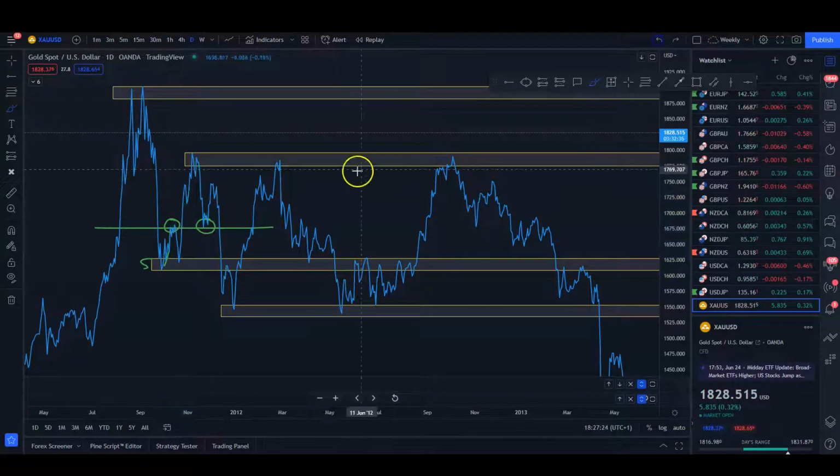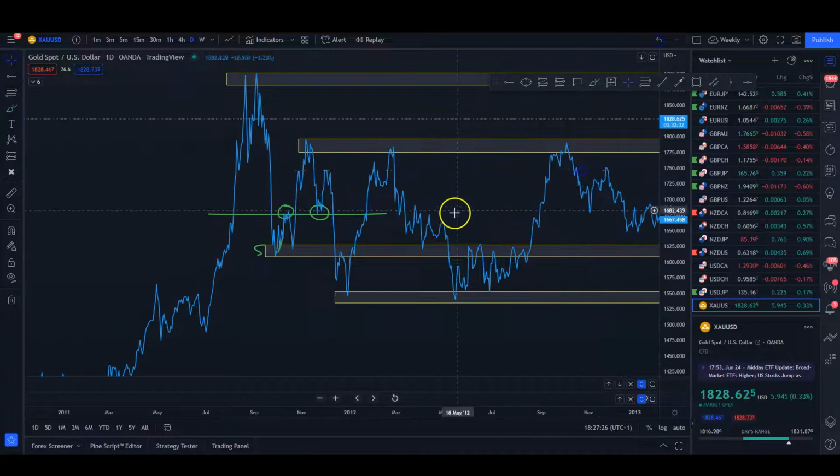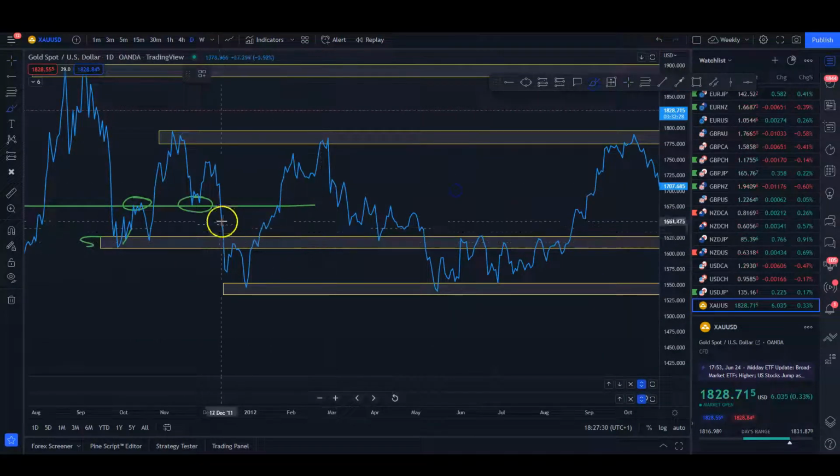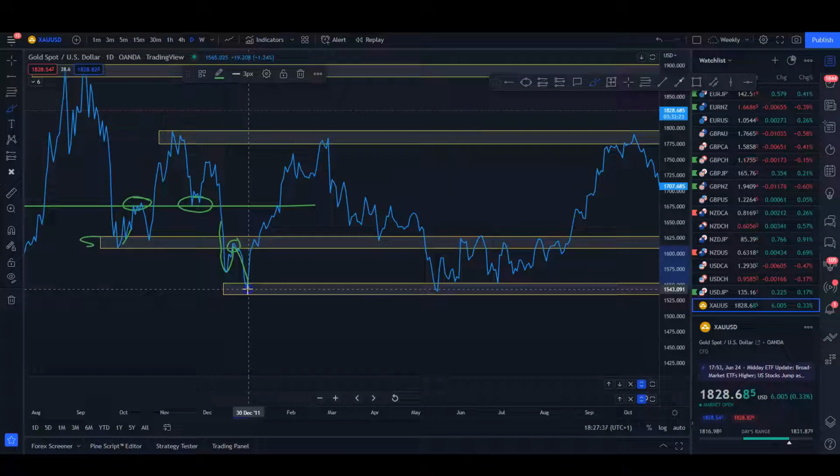And if you look closely on this one as well, you can see what I was talking about, where once the zone got broken, price came through and did exactly what we said. It retested on the other side and came down to the next support level. So it's really interesting to show you. Now, this doesn't always work.